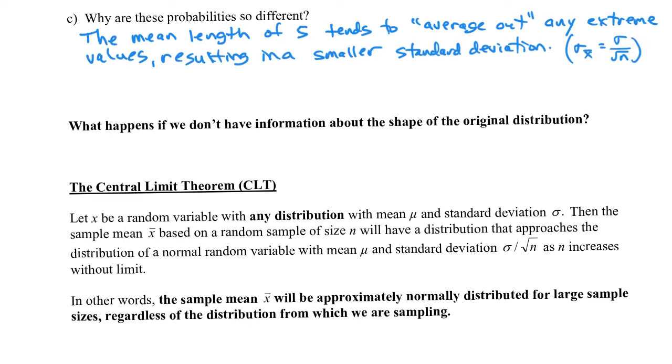So if somebody gets a very large trout, well, before you get to the x bar distribution, you need to average that trout with 4 other ones, right? So it's a mean length of 5, and that tends to average out the extreme values. So you get a smaller standard deviation.